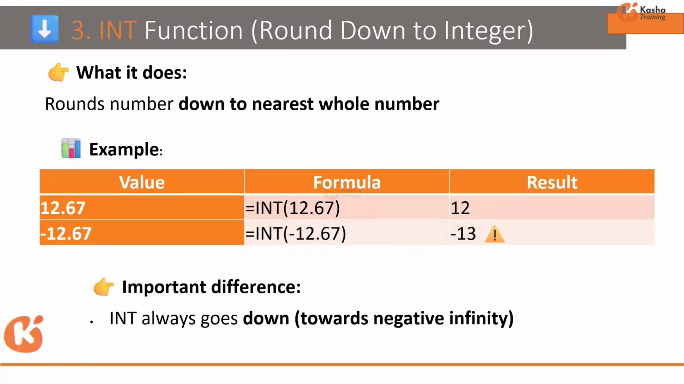Now let's see another one, the INT function, which is just an integer. Integer rounds a number down to the nearest whole value. For example, you can see 12.67, and if I use INT, it has rounded down to 12. Then you can see minus 12.67, and again it has rounded down to minus 13 because it goes down to the nearest whole value. This is what integer does. Integer always goes down towards negative infinity.